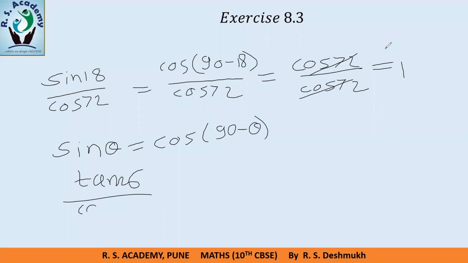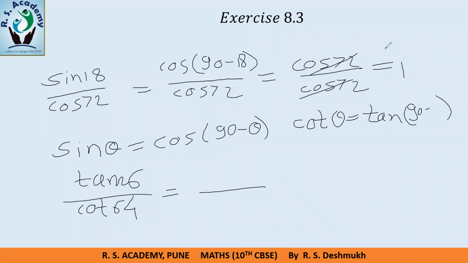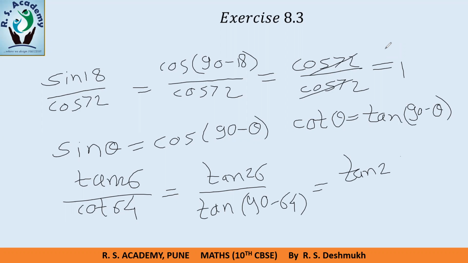Same thing, the next one is tan 26 upon cot 64. Again the same thing. I will convert either 26 into 64 or 64 into 26. I know that tan theta is equal to cot of 90 minus theta, or cot theta is equal to tan of 90 minus theta. I will convert the numerator once and the denominator once. So what it will become? Tan of 90 minus 64, and here it is tan 26. So again the same thing. This is tan 26 upon tan 26. So both will get cancelled, and I will get answer as 1.